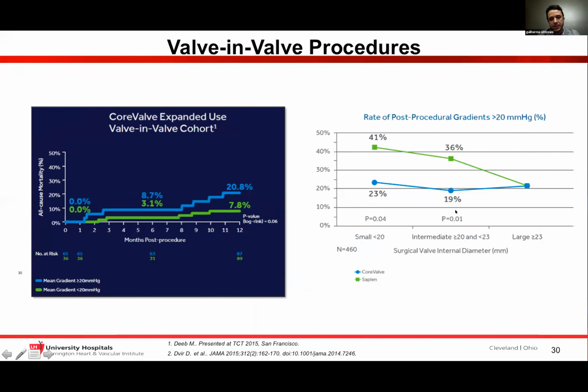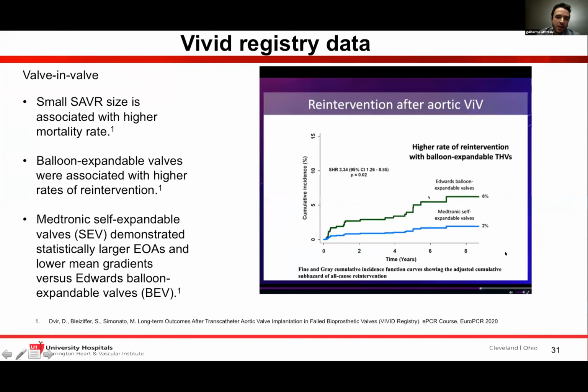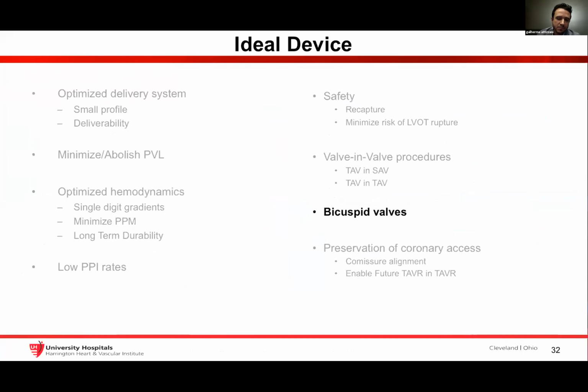And when you look at this graph on the right side of the screen, you can observe that most of the times, right, when you deal with smaller surgical valves, obviously this happens more often, and even more so when you deal with SAPIEN valves inside small surgical valves, 41% rates of post-procedural gradients greater than 20, and that of course catches up when you deal with larger surgical valves. And also the rates of reintervention were higher with SAPIEN in valve-in-valve. This was just presented by Danny DeVere.